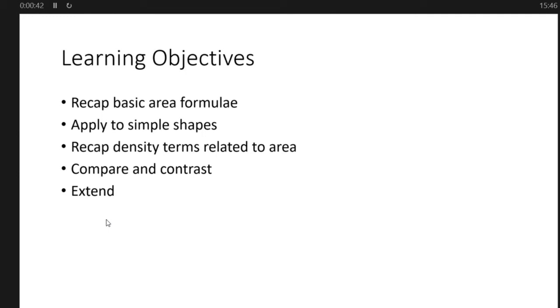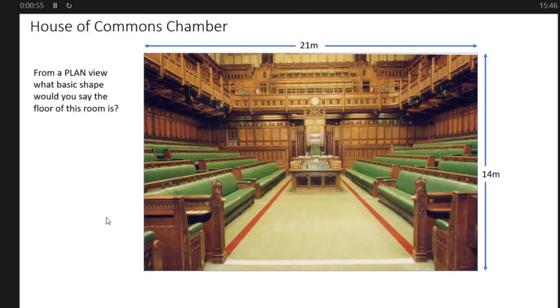We're going to apply that to simple shapes and then recap density terms related to area, and then do a little bit of comparing and contrasting and finishing off with some extension tasks for you to take away and do on your own later. So this is the first task I thought I'd look at, looking at a simple shape.